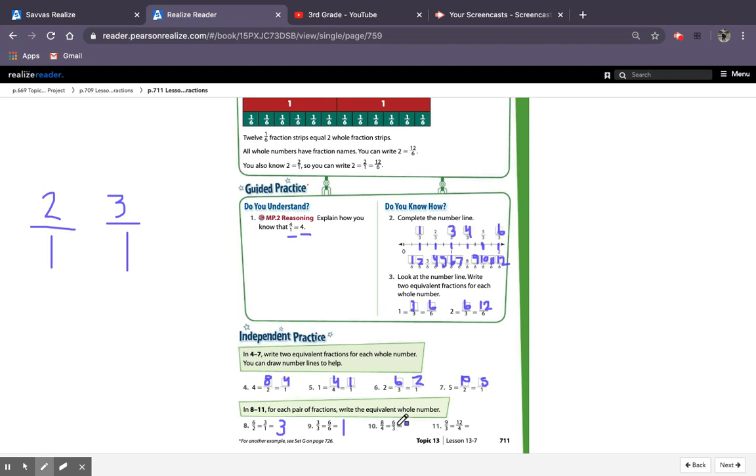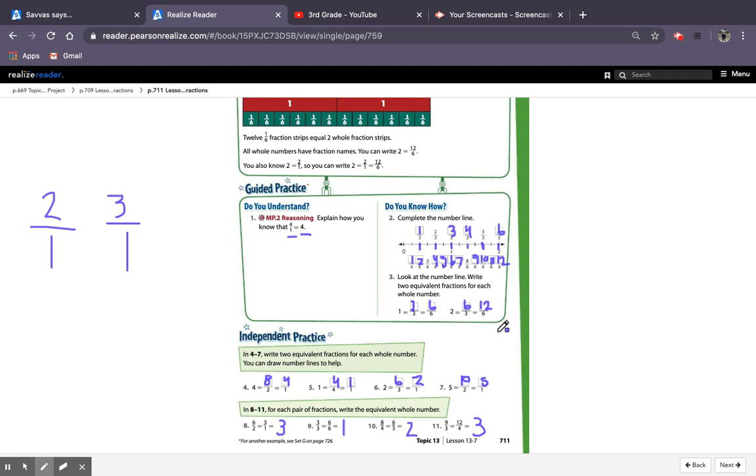8/4, 6/3, 8 divided by 4 is 2, 6 divided by 3 is 2, my whole number is 2. 9/3, 12/4, 9 divided by 3 is 3, and also 12 divided by 4 is 3. And if you're a little rusty on your division facts, go back to your multiplication facts. 4 times what is 12? 3. 3 times what is 9? 3. So it can give you another way to fill it in, especially if you know that you're stronger in multiplication right now than you are in division.